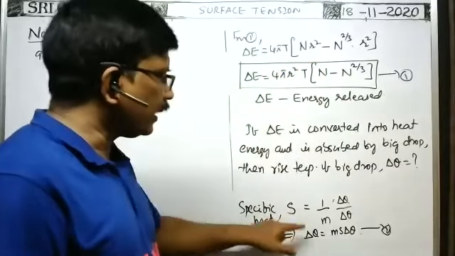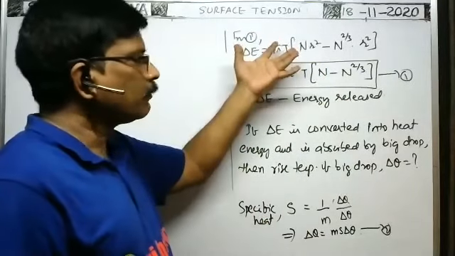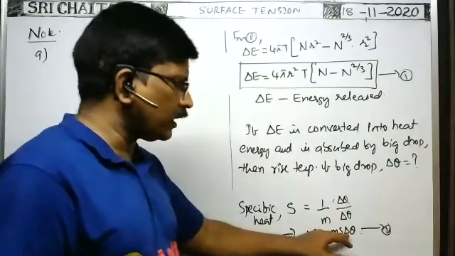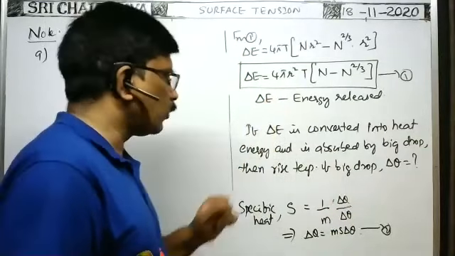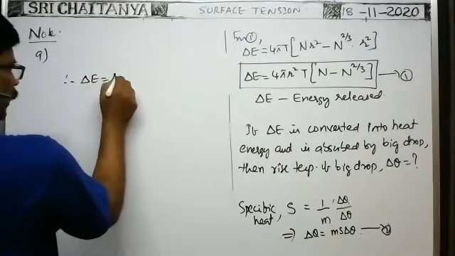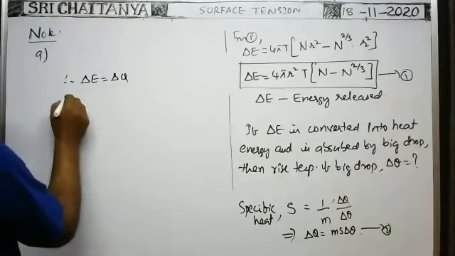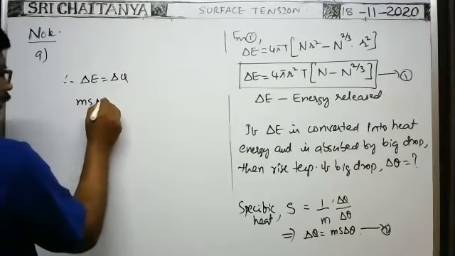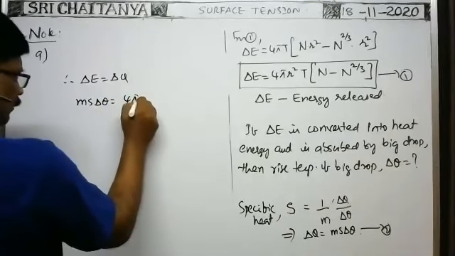If it is converted into heat energy and is absorbed by the big liquid drop only, then what is the rise in temperature of the big liquid drop? That means these two must be equal. Therefore, delta E must be equal to delta Q. So first you write delta Q. Delta Q means m s delta theta is equal to delta E.